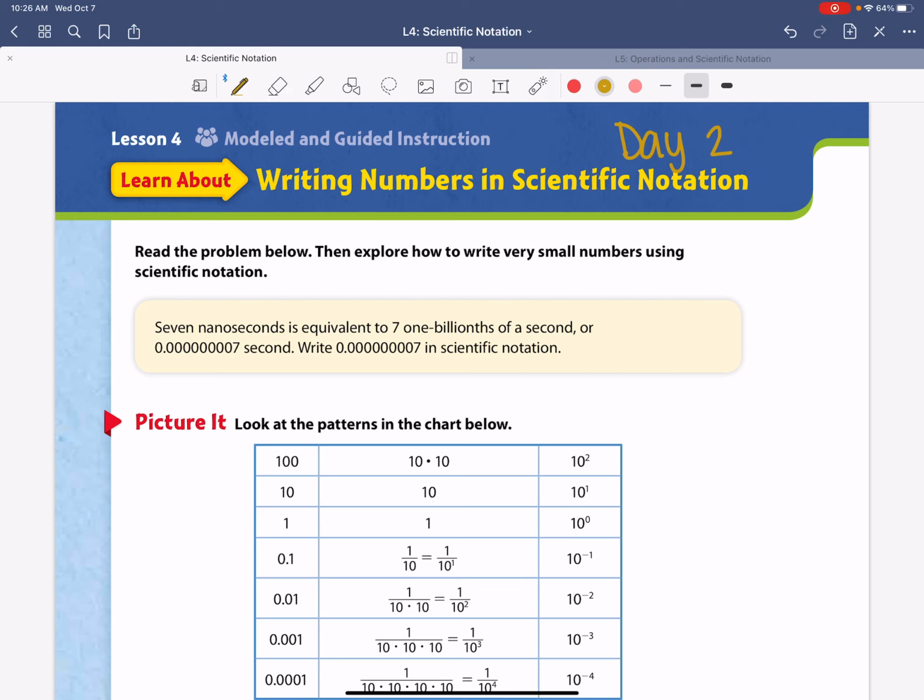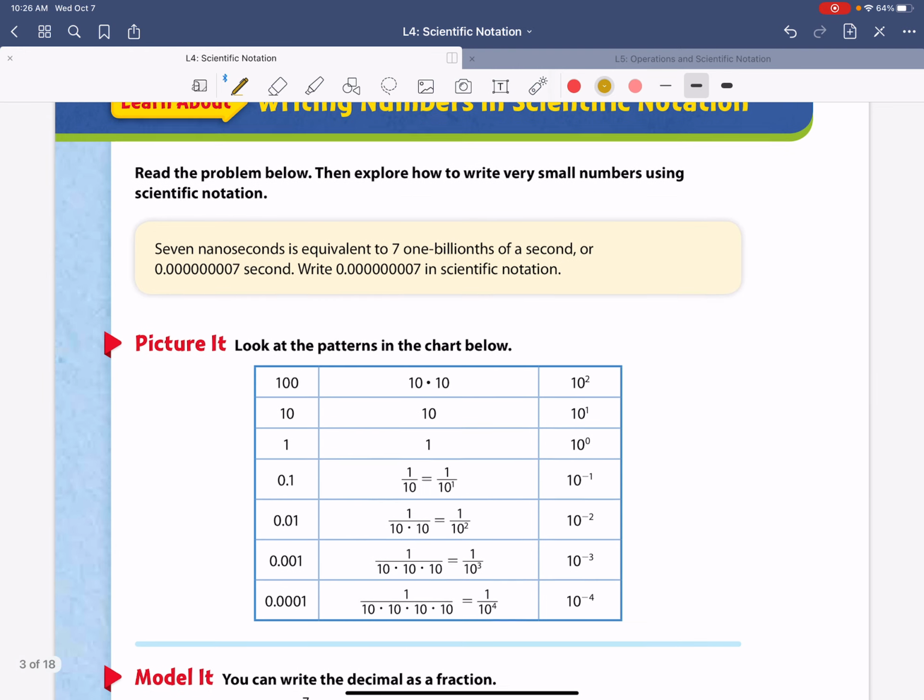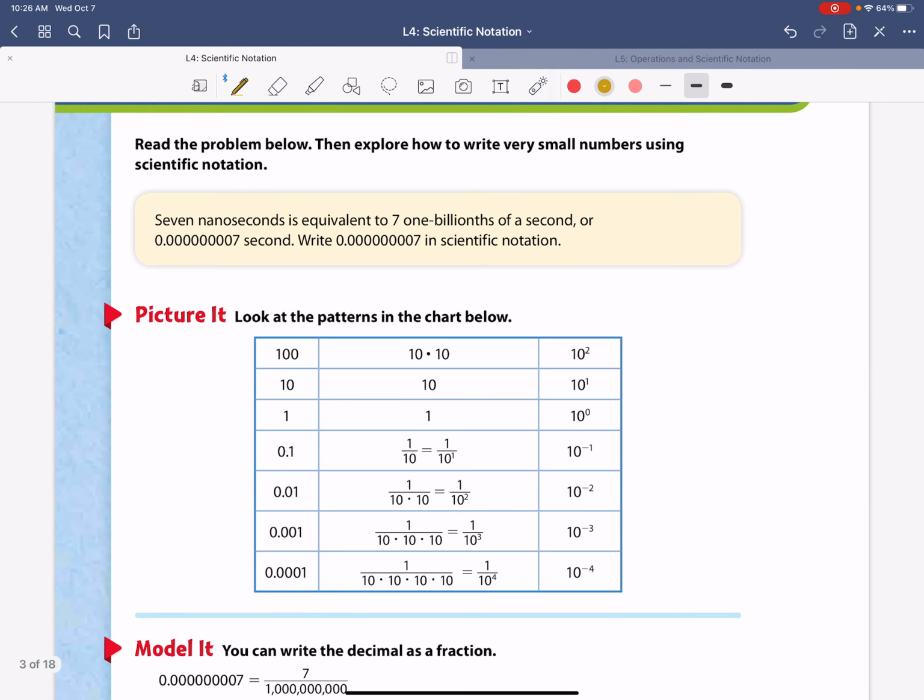Lesson 4, Day 2, Writing Numbers in Scientific Notation. 7 nanoseconds is equivalent to 7 billionths of a second, or 0.000000007 second. Write 7 billionths in scientific notation.